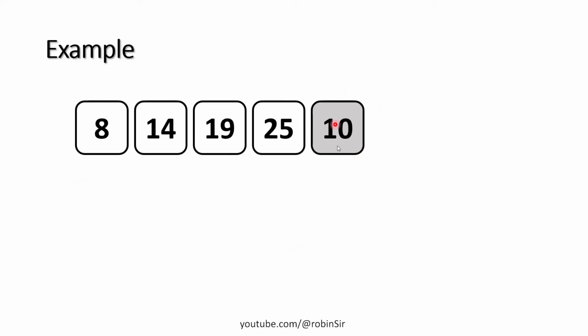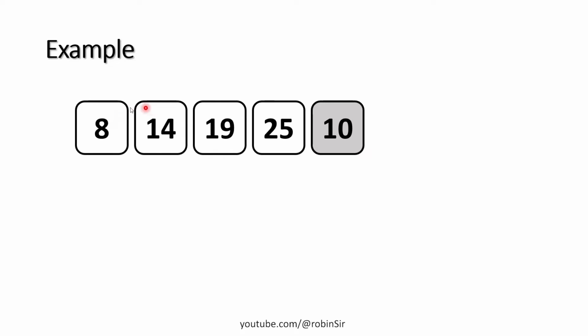Now only 10 is left. When we compare 10 with 25, we realize that 10 should be on the left of 25. When we compare with 19, 10 should be on the left of 19. When we compare with 14, it should be on the left of 14. But when we compare with 8, 10 should be on the right of 8. So we stop there, because now we know that all the elements after 14 are greater than 10.